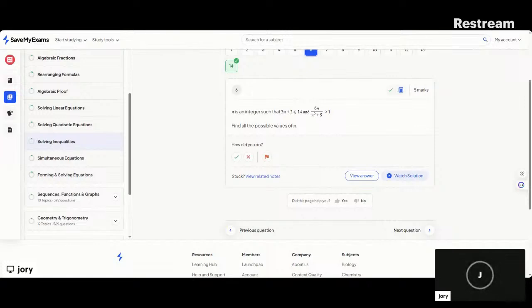6n over n squared plus 5 is greater than 1. Multiply by n squared plus 5. It's 6n greater than n squared plus 5. And then subtract, so it's 0 greater than n squared minus 6n plus 5. And then here you notice n squared is less than, so it's and. When you're done, it's and, not or.